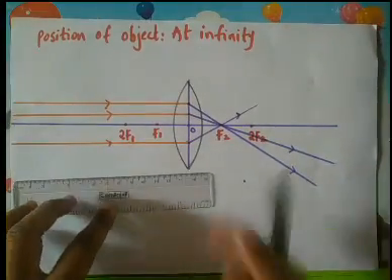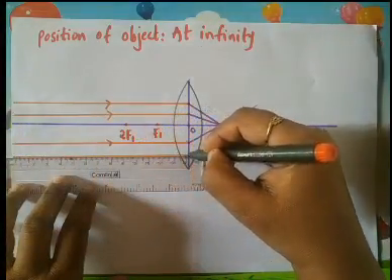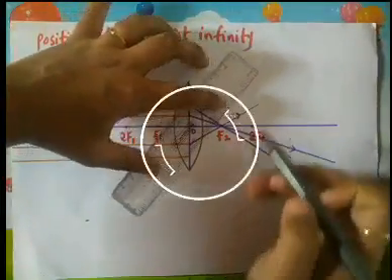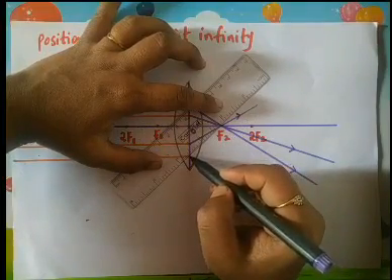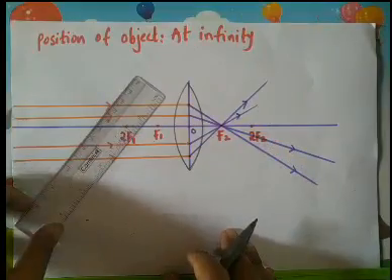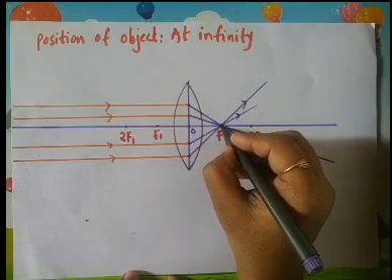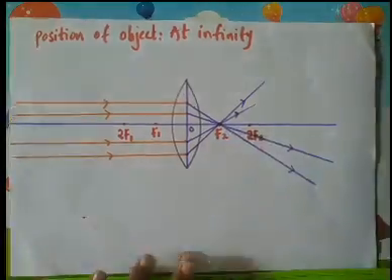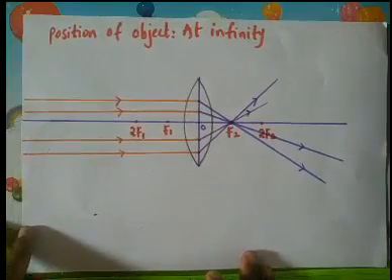See students, whenever the object is kept at an infinite distance, light rays coming from it would be parallel to the principal axis. All the light rays would be parallel to this. So if the light rays are parallel to the principal axis, the refracted ray will pass through the focus only. This would be the refracted ray. Now see, all the light rays are intersecting at this point. This is the point where all the light rays are intersecting, and here only the image will form, the point of intersection which is at the principal axis. So this would be your image.